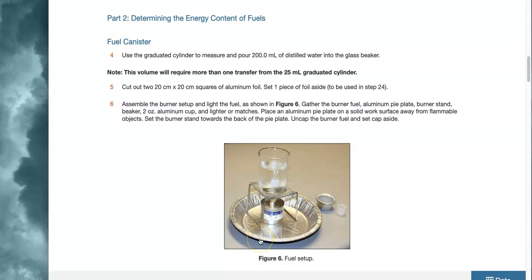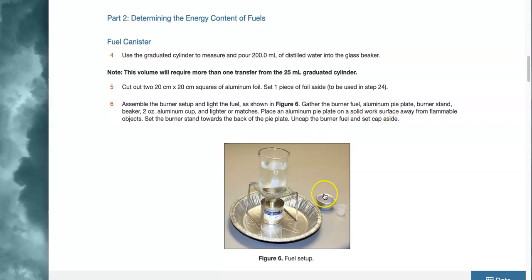Okay, this is the basic fuel setup. You're going to do this in an aluminum pie pan just in case some fuel spills, basically to not burn your kitchen down. Definitely don't want to burn your kitchen counter. And so then you're going to get your beaker, add about 200 milliliters of water to it, and then you're going to cut out some aluminum foil. You'll see what that's used for in just a second. Set this all up. Your burner will be underneath. Don't quite get it going yet.